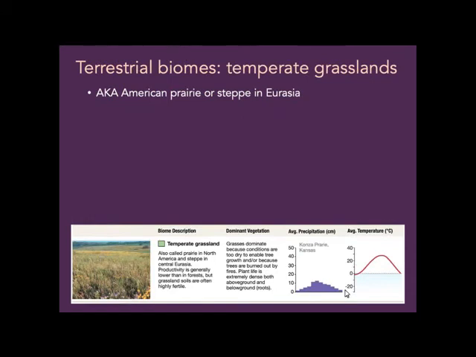All right, next we have the temperate grasslands. This is another name for what we call our prairie in the United States. In Eurasia, this is called the steppe area.